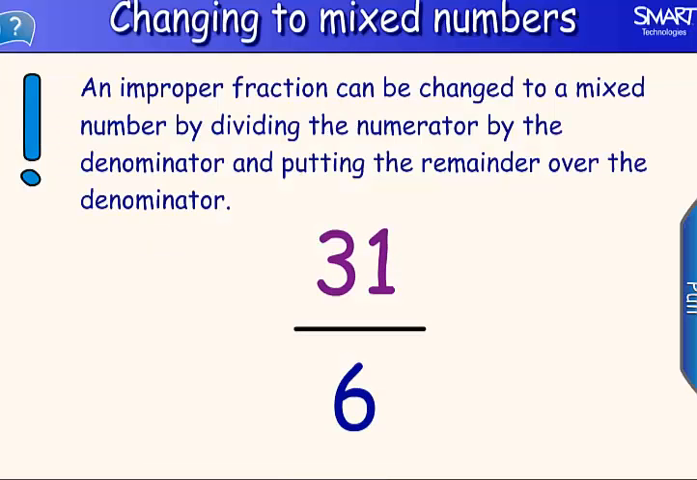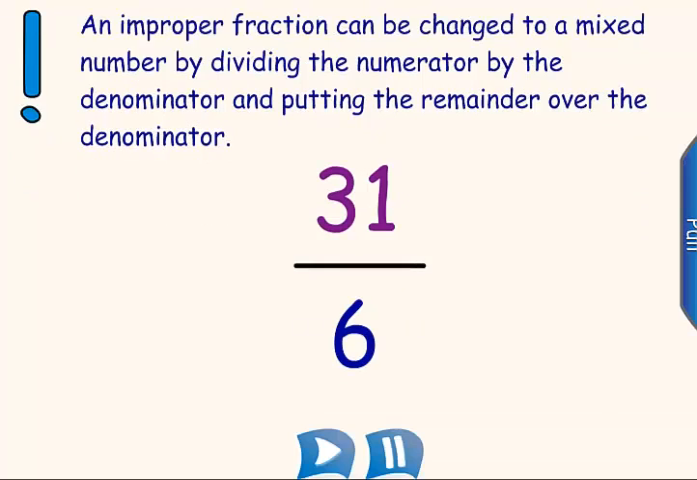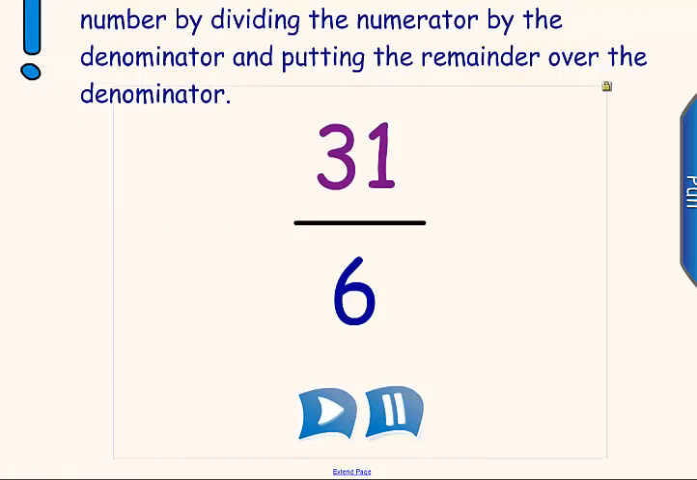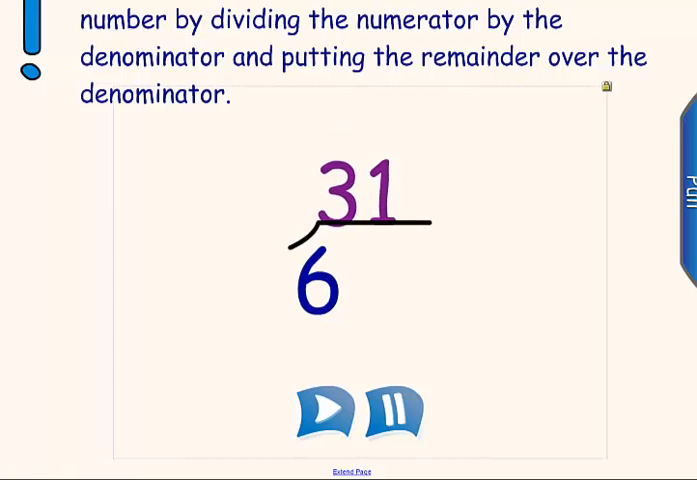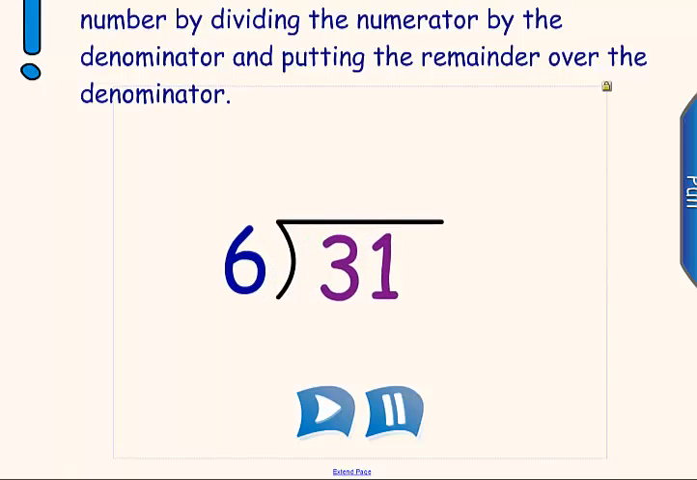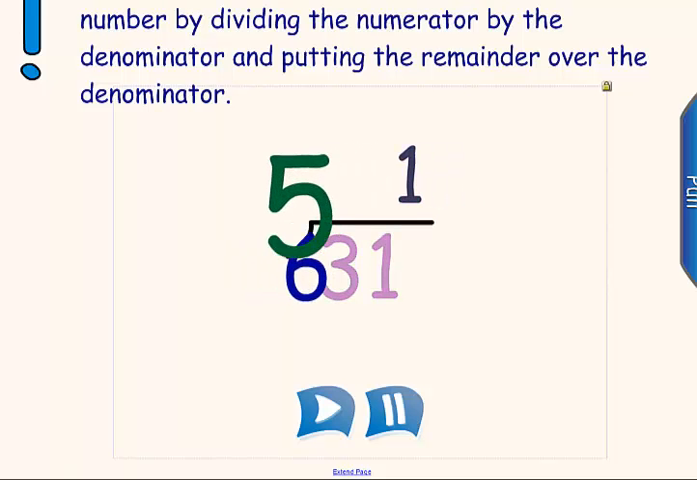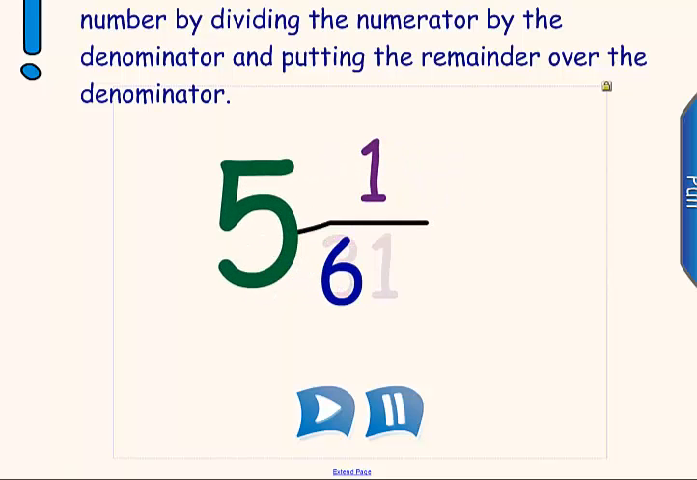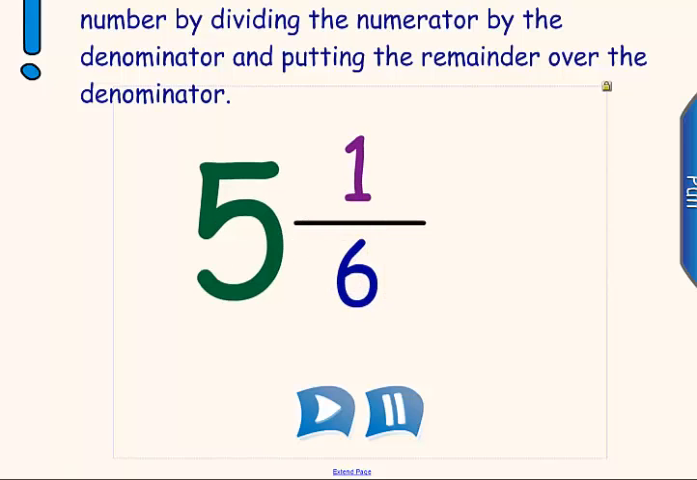When we change an improper fraction to a mixed number, we have to remember that the bar is a division bar. So we're going to be dividing. 31 divided by 6 is 5 remainder 1. The remainder becomes the numerator over the denominator.